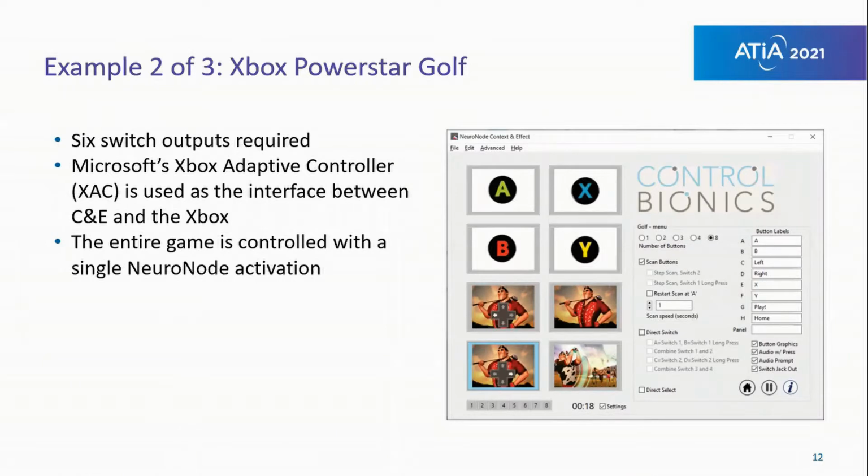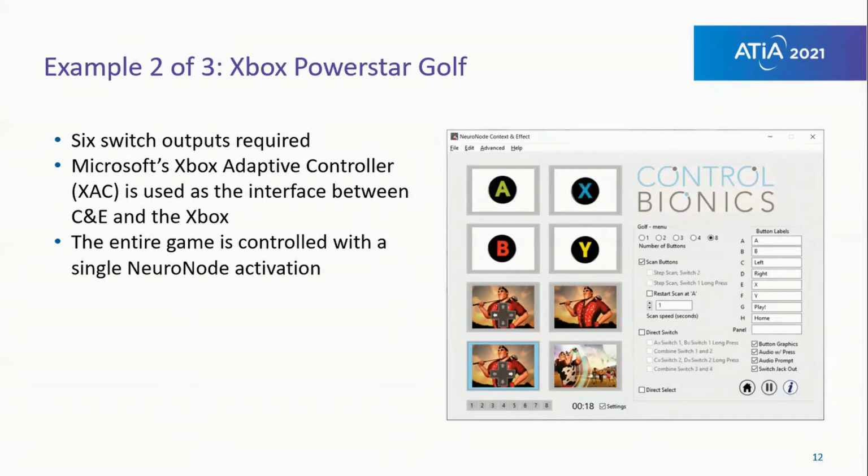Our second example is Xbox Power Star Golf. So it's a gaming example on the Xbox, and in order to make this work, we have the Xbox Adaptive Controller. The C&E box is connected to the Xbox Adaptive Controller, and the Xbox Adaptive Controller then acts as a controller for the Xbox.